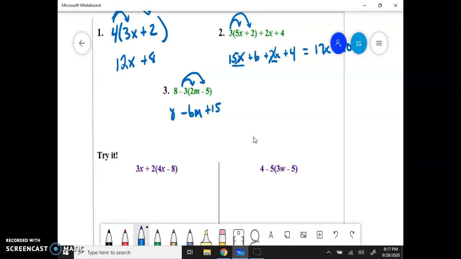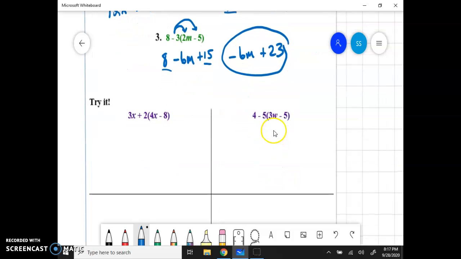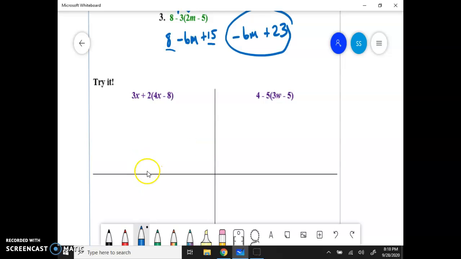Now just drop down this 8. Combine these like terms, and we get negative 6m. We should write the variable term first, plus 23. And there's the answer. All right, so why don't you guys give these two problems a shot? Pause the video, and I'll go through them in a second.